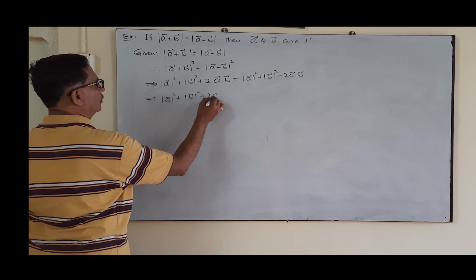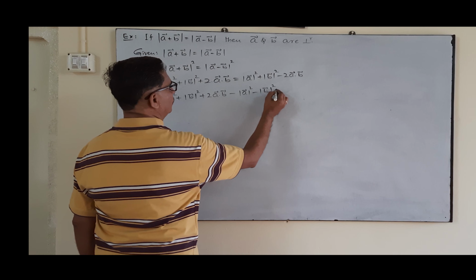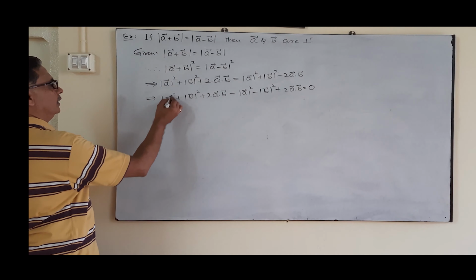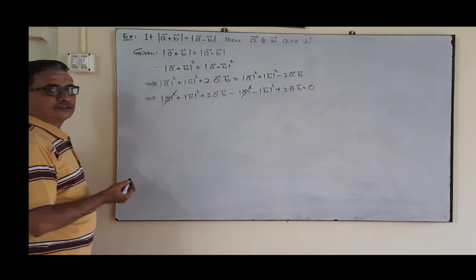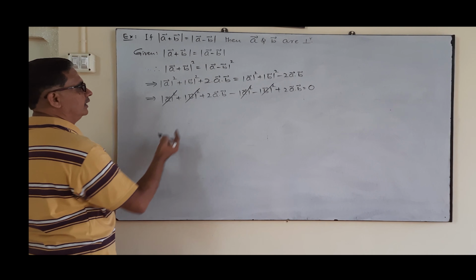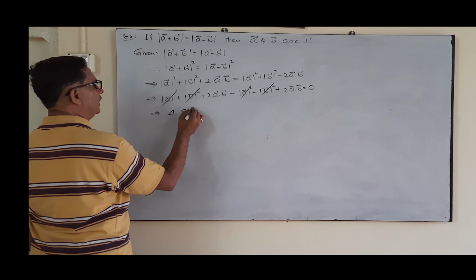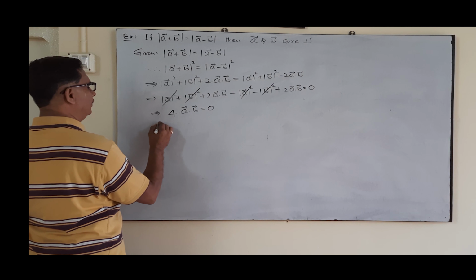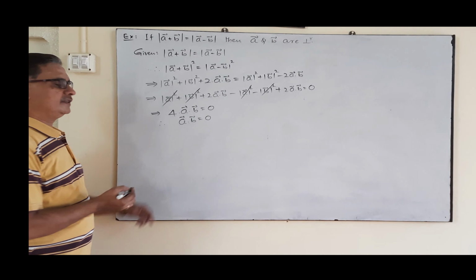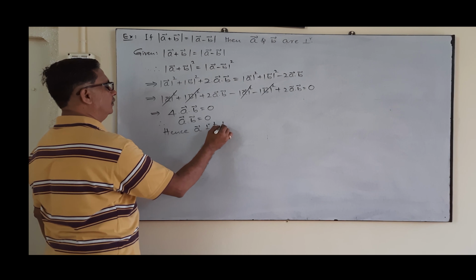Take everything to one side. Magnitude of a to the power of 2 minus magnitude of a to the power of 2, minus magnitude of b to the power of 2 plus magnitude of b to the power of 2, those cancel. 2 times a dot b plus 2 times a dot b equals 4 times a dot b is equal to 0. Divide both sides by 4, so a dot b is equal to 0. If a dot b is equal to 0, conclusion: hence vector a is perpendicular to vector b.